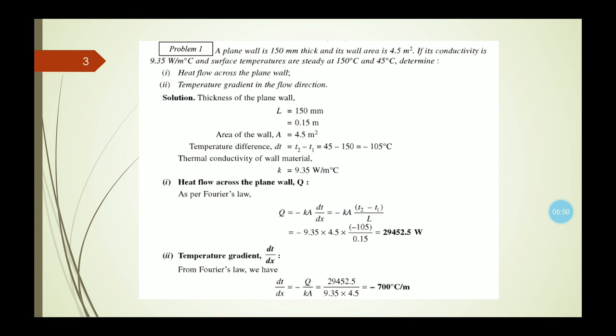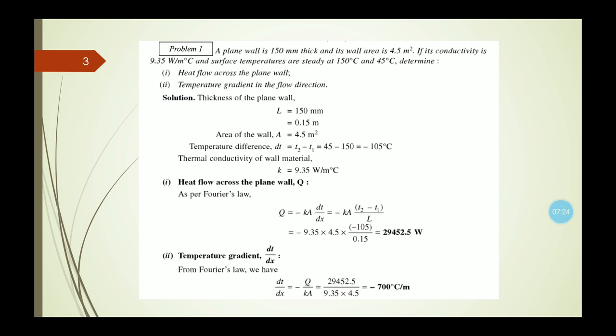So we need to apply Fourier's law of heat conduction here, and we have studied that Fourier's law is Q equals minus KA dT/dx. If we use this formula, the value of K, the thermal conductivity of the wall material, is given here as 9.35 watt per meter degree centigrade. Next, the area of the plane wall is also given, 4.5 meter square.